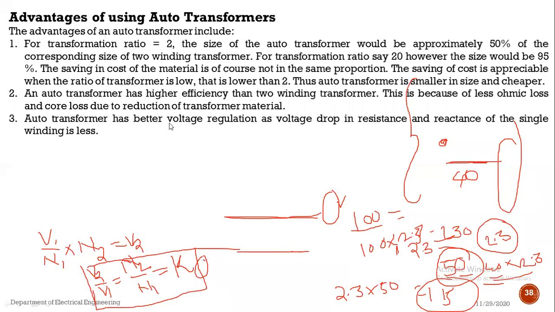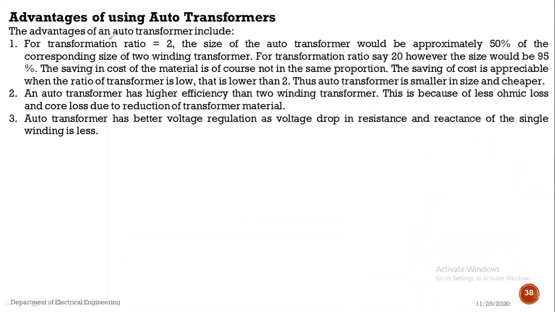Now we will discuss the advantages of an auto transformer. So see, the first advantage of the auto transformer: for transformation ratio equal to 2, the size of the auto transformer would be approximately 50% of the corresponding size of a two winding transformer.